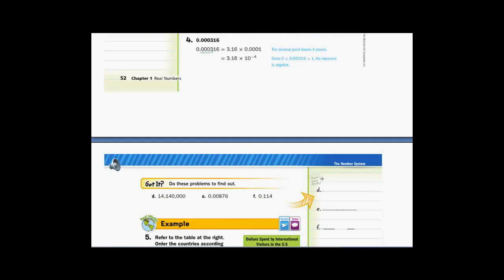All right, let's do this. Got it right here. D, E, and F. Before I throw something at this board. D, E, and F. Pause them and try them, please.